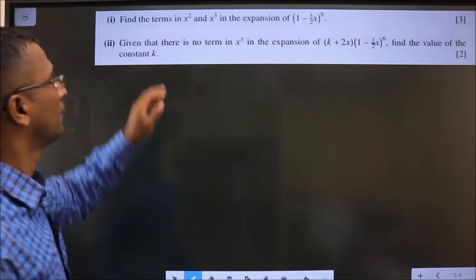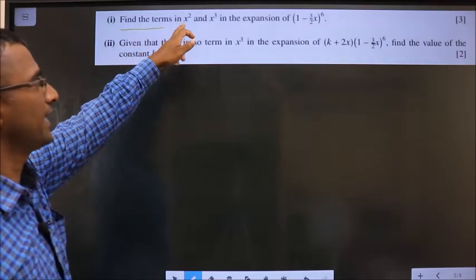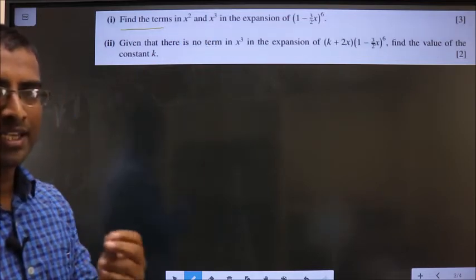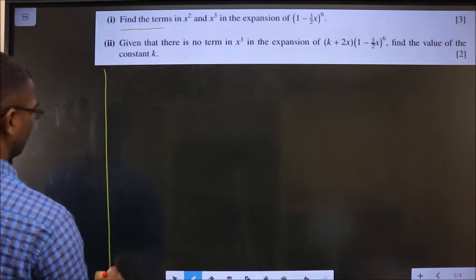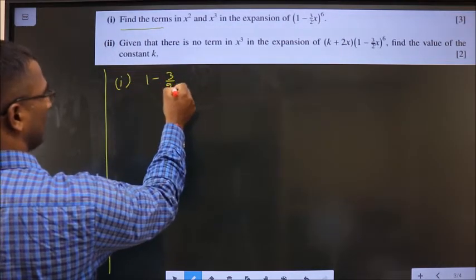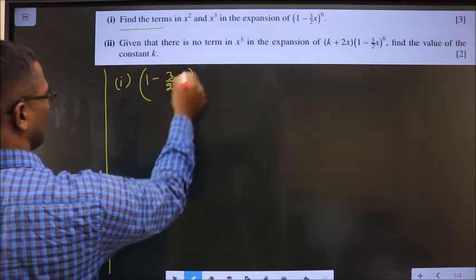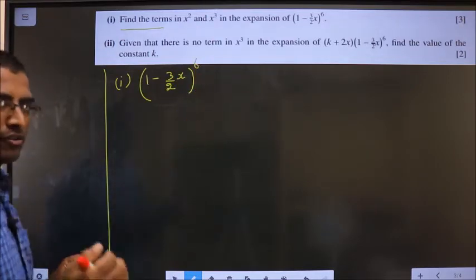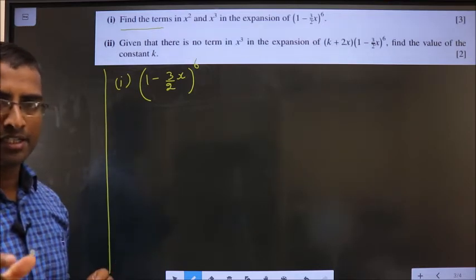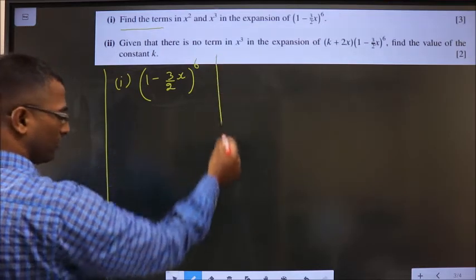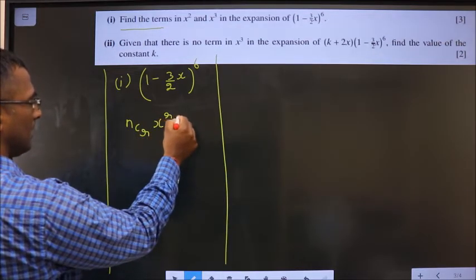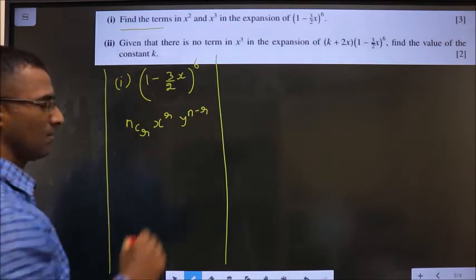First bit. Find the terms in x square and x cube in the expansion of (1 minus 3x by 2) power 6. For every binomial theorem sum, we should write the general term first, and the general term formula is nCr x power r y power n minus r.